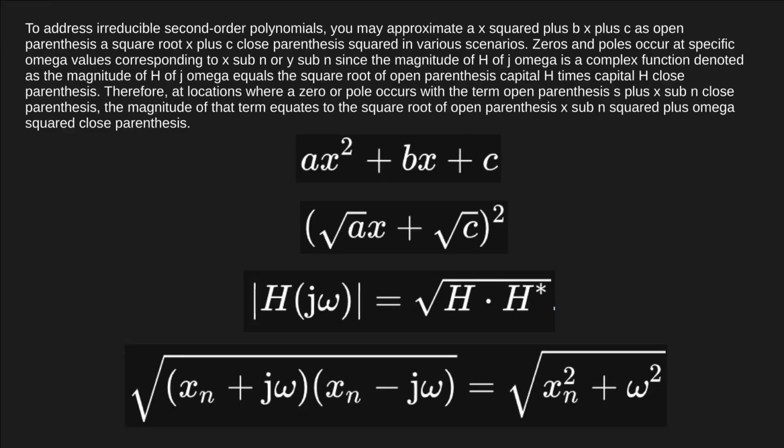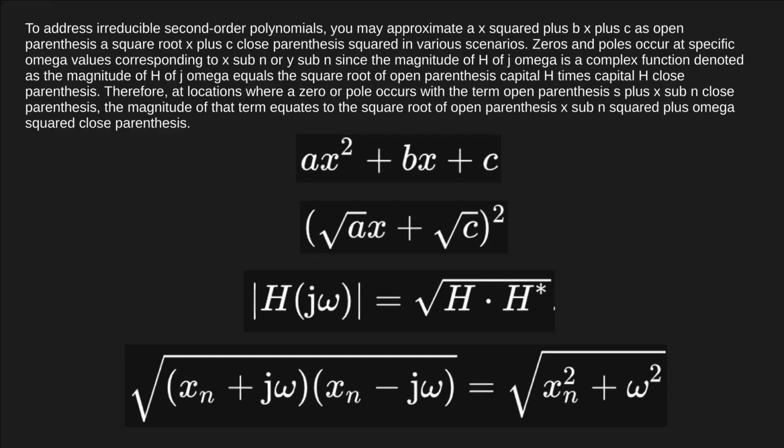To address irreducible second-order polynomials, you may approximate a x squared plus bx plus c as open parenthesis, a square root x plus c close parenthesis, squared in various scenarios. Zeros and poles occur at specific omega values corresponding to x sub n or y sub n. Since h of j omega is a complex function, the magnitude of h of j omega equals the square root of open parenthesis capital H times capital H conjugate close parenthesis.